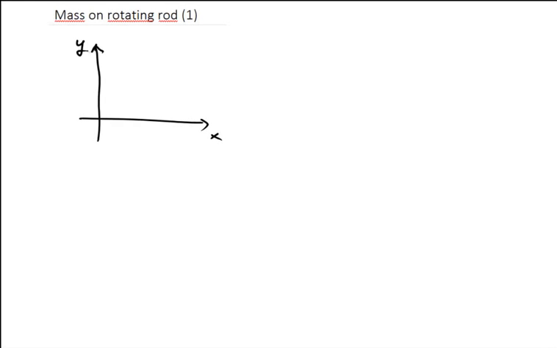Imagine in 2 dimensions a rigid rod which is rotating around the origin with a constant angular velocity omega. So the angle of the rod with respect to the x-axis is time dependent, and it goes like phi equal to omega t. On this rod there's a mass which can glide without friction along the rod.